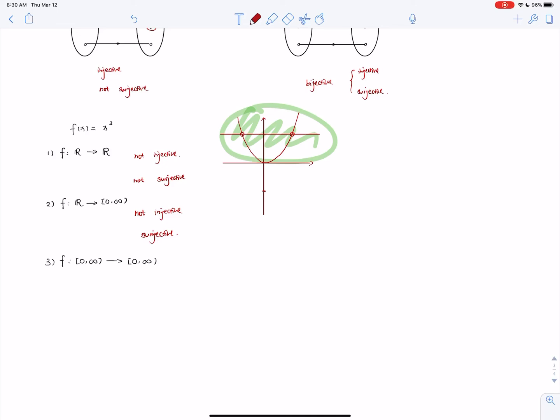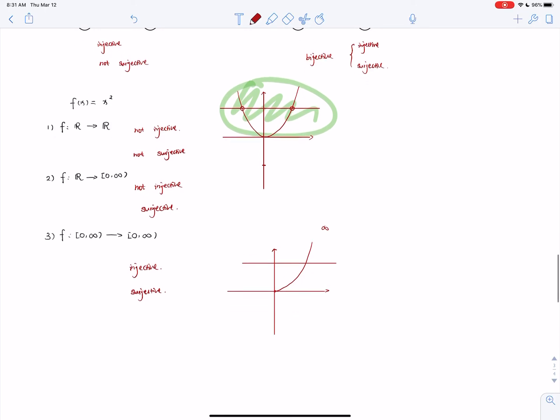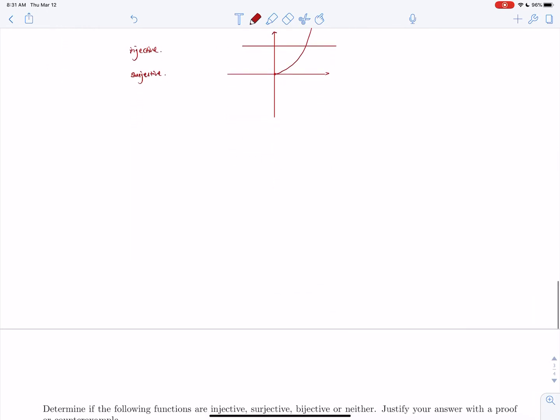For the third one, we restrict its domain to 0 to infinity, which means we only look at this part. If we do the horizontal line test, it is injective. And every element from 0 to infinity has one element mapped to it, so it's surjective as well, because it goes to infinity. Now we can work on the 30 questions I gave to you if you are my student.